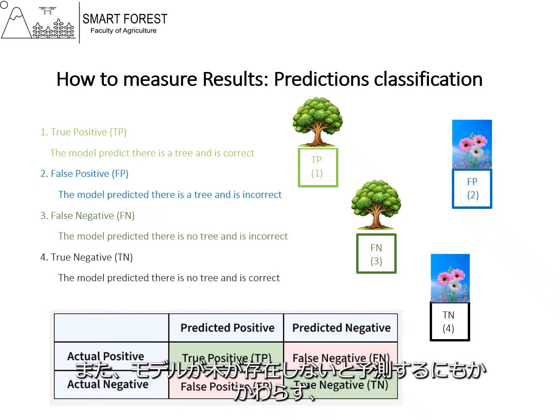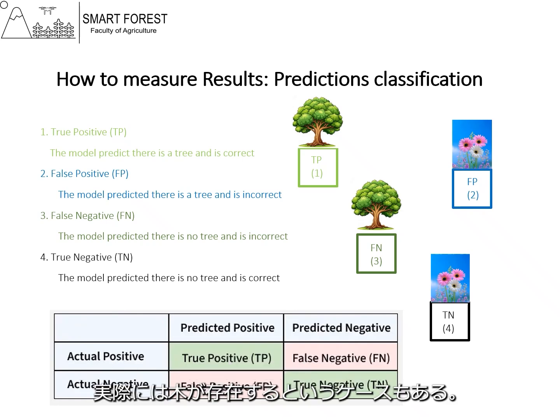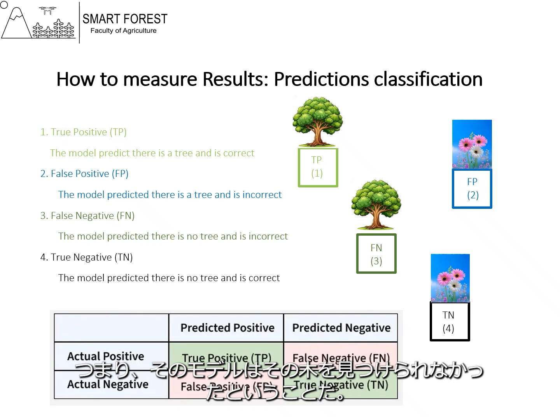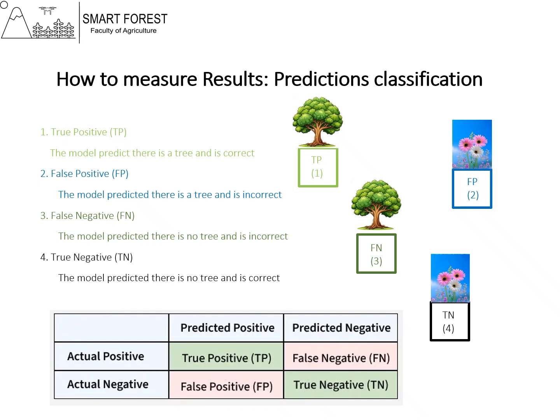Then there is another case in which the model predicts that there is no tree, but there is actually a tree. So the model missed finding that tree. And this is called a false negative. And there is the final one, when the model predicted that there is no tree, and this is correct. There is no tree. It's a flower. So these four predictions are used to evaluate the results of the predictions.